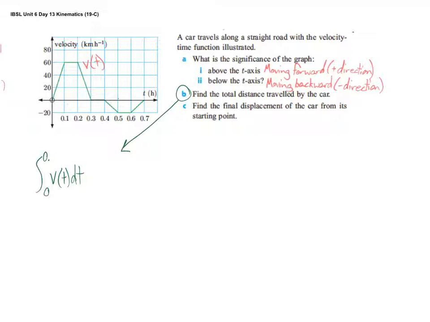What do you guys think about this? Wouldn't that be to find the displacement, not the total distance? Why are you saying that that would be the displacement? Because from 0.4 to 0.7 it'll be negative. So you'd have to split it up.